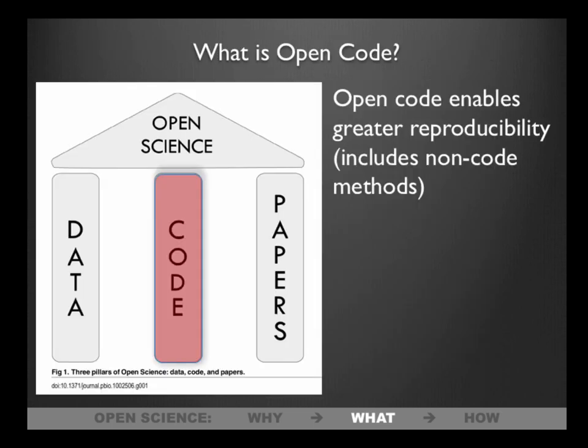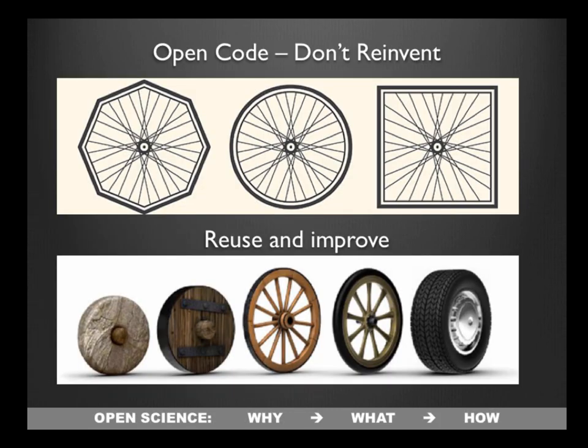Okay, so that's open data. Let's talk a little bit more about open code. Open code is how you analyze the data, what you did to get from the raw data to the finished product. Opening it up ensures greater reproducibility, and it includes the non-code methods, like if you're doing a wet lab, or the aspects of how you actually collected the data. All of that should be documented as carefully as possible so that someone can reproduce the study as precisely as possible.